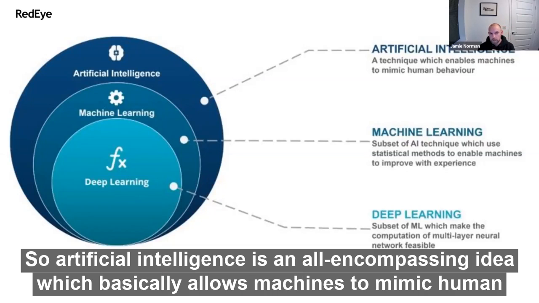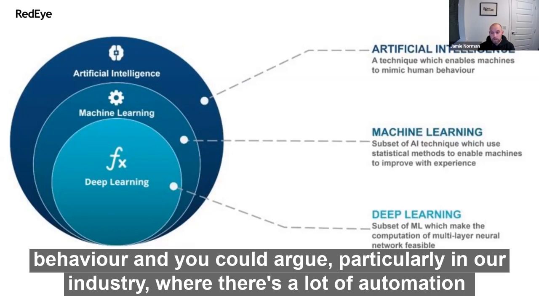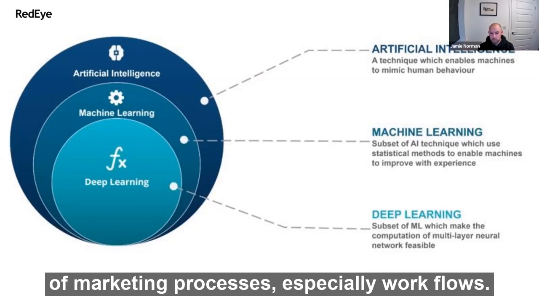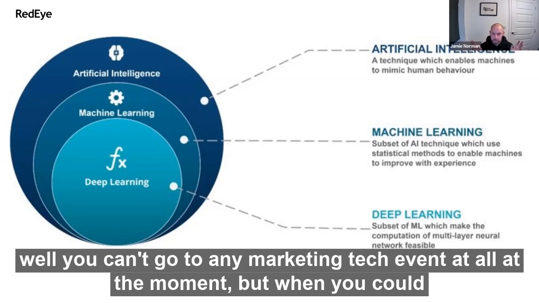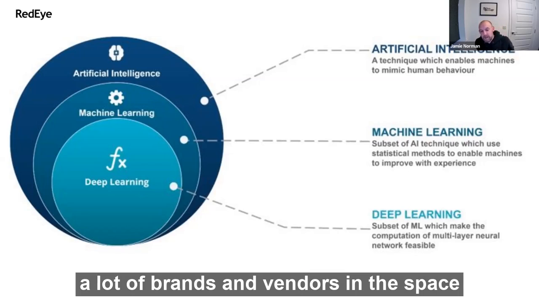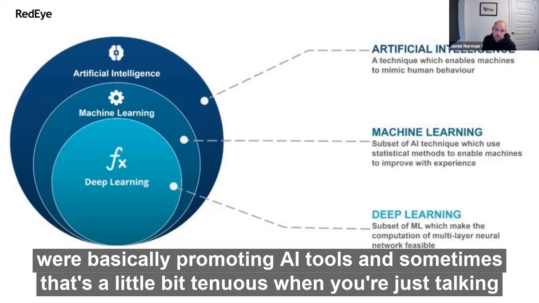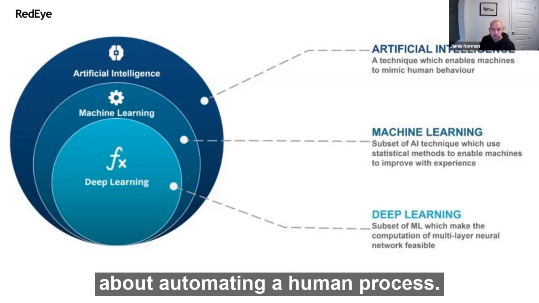Model that I use. So artificial intelligence is kind of an all-encompassing idea which basically allows machines to mimic human behaviour. And you could argue, particularly in our industry where there's a lot of automation of marketing processes, especially workflows, you can't really go to any marketing tech event where people are not throwing the terms around. Well, you can't go to any marketing tech event at all at the moment, but when you could, a lot of the brands and vendors in the space were promoting AI tools, and sometimes that's a little bit tenuous when you're just talking about automating a human process.